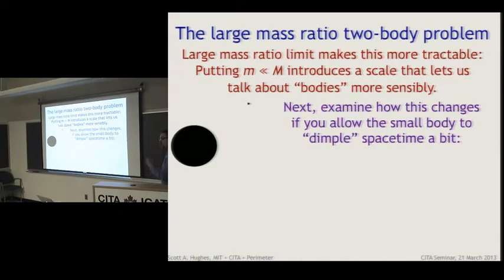Now, this is where it gets more complicated. This small body doesn't just ride on the space-time of the big black hole. It changes that space-time a little bit. Okay? It's going to change things. It's going to dimple the space-time in some sense.